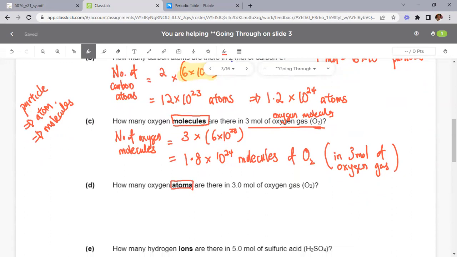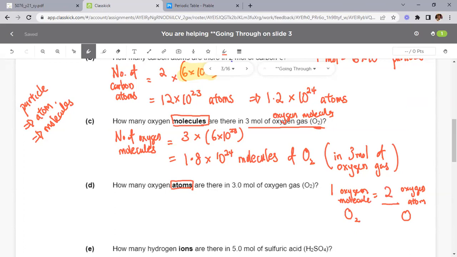Okay, so what's the difference, right? Now, ask yourself, 1 oxygen molecule will give me how many oxygen atoms? Oxygen molecule is O2. Oxygen atom is O. So 1 oxygen molecule will give me how many oxygen atoms? The answer here is 2.